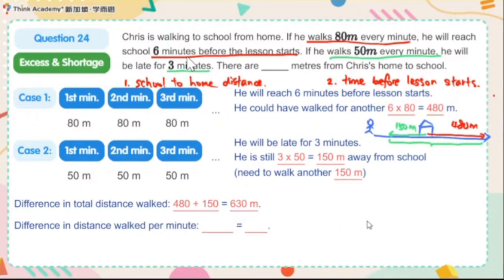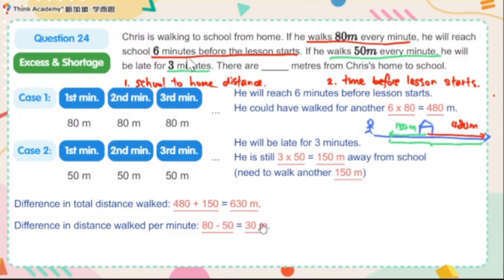Well, that's because every minute he was slower in case 2. How much slower was he? Now, this step is pretty easy. You just compare 80 meters in a minute, 50 meters in a minute. So the distance walked has a difference of 30 meters per minute. So think about it. Every minute I walk 30 meters fewer. This caused a total difference of 630 meters.